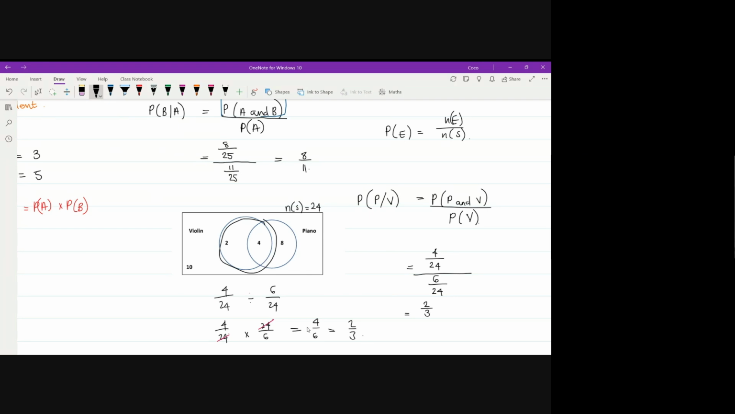Or maybe I did something weird. Let me see. 4 over 24 divided by 6 over 24. No, I still get 2 over 3. Fortunate says yes. Sally, do we see where we didn't quite? There we go. Now it's making sense.